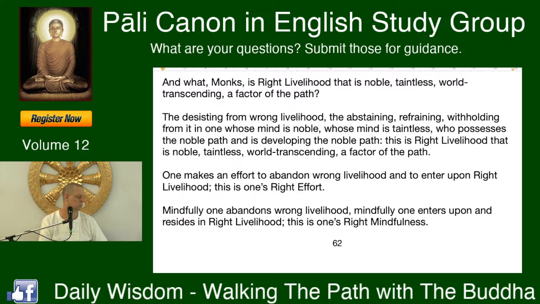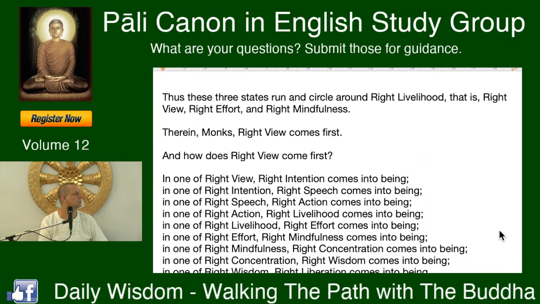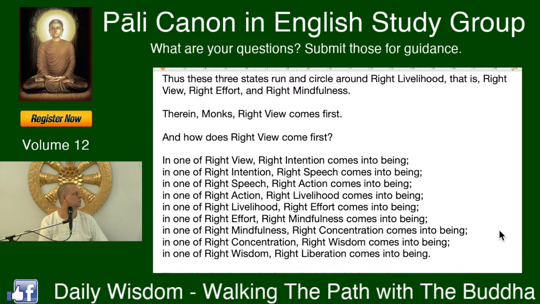One makes an effort to abandon wrong livelihood and to enter upon right livelihood. This is one's right effort. Mindfully, one abandons wrong livelihood. Mindfully, one enters upon and resides in right livelihood. This is one's right mindfulness. Thus, these three states run and circle around right livelihood. That is, right view, right effort, and right mindfulness.